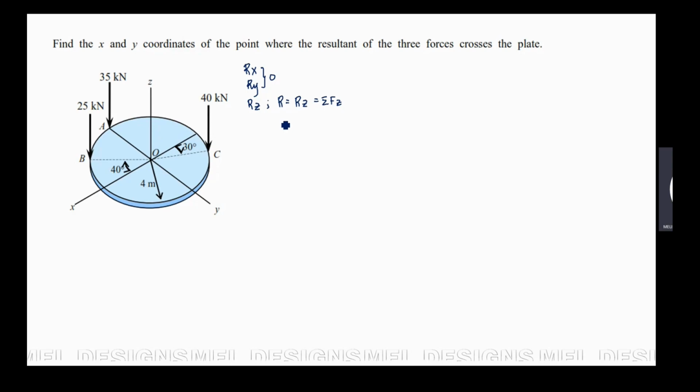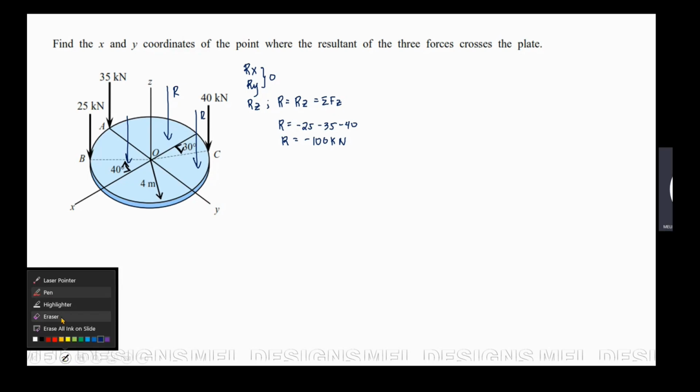Okay, so let's start. So we have R is equal to the summation of forces along z direction. So we have negative 25 minus 35 minus 40. Therefore, the resultant is equal to negative 100 kilonewton. Okay, next. So meron tayong resultant. So the resultant is acting downward, no? Kasi negative to. Acting downward. Therefore, hindi natin alam yung exact position. Pwede siya dito, nandito yung R. Pwede rin siya dito, okay? Or dito, hindi natin alam.